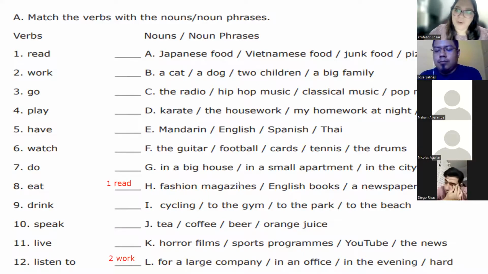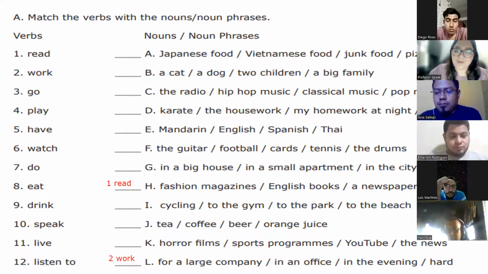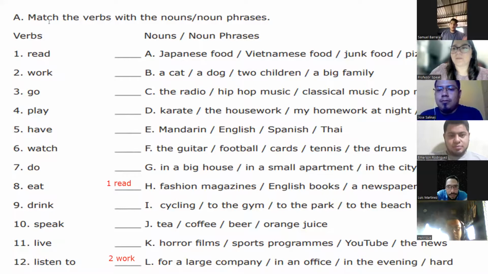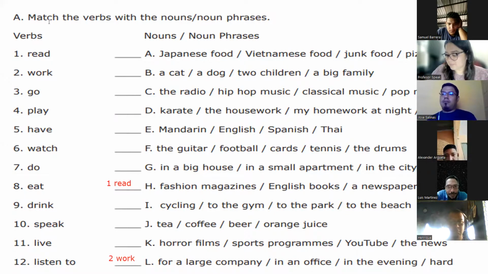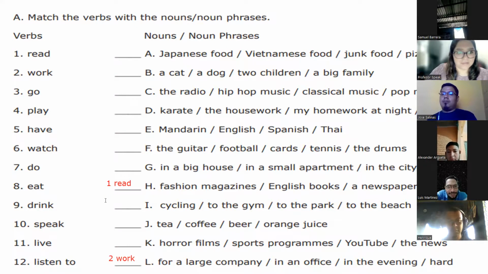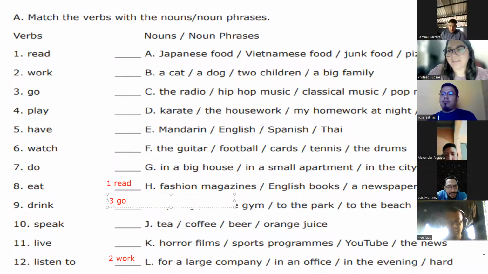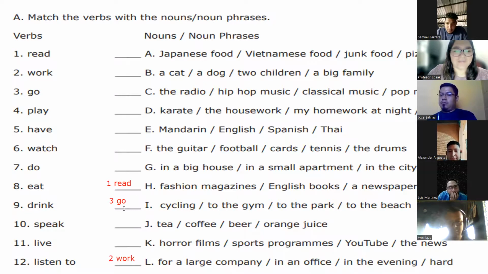For go, guys, what do you have for go? Go, Luis? What do you have for go, Luis? No, go, number three. Number three. I sería. Okay. It's I. Who say I? ¿Quién lo dijo? ¿Quién dijo la respuesta? Alexander. Okay, Alexander, read it. Go cycling to the gym, to the park, to the beach. To the beach. Thank you.